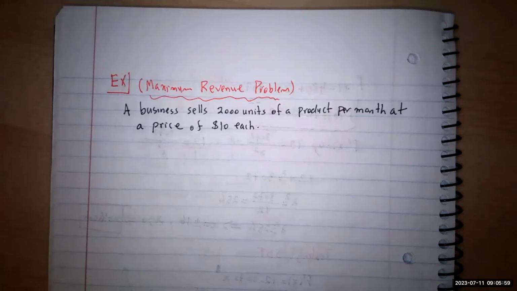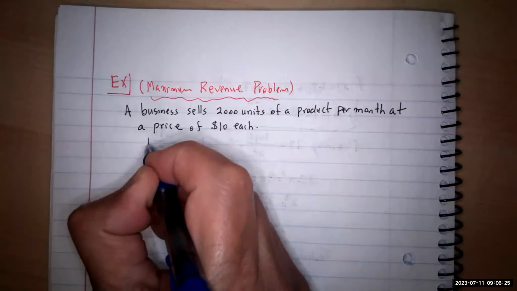So the business is selling 2,000 units per month. The price of each is $10. So the business will make $20,000 at the end of the month. Okay, so that would be monthly revenue. But they want to sell more. If they want to sell more, they have to give some discount, some incentive.